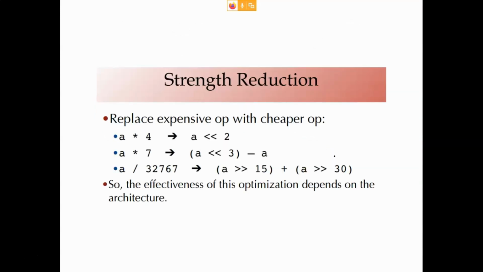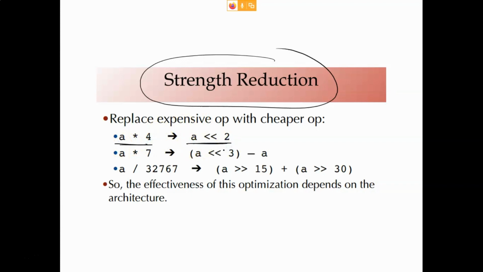Now these are very small things. Strength reduction. We have already seen this actually. Like I told you that multiplication with 4, you can replace it with left shift two times. Okay, so these type of things you can do.